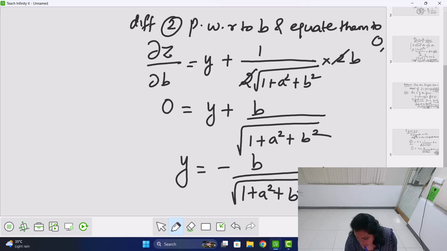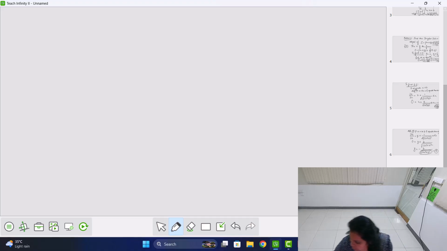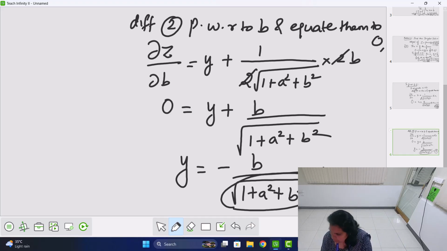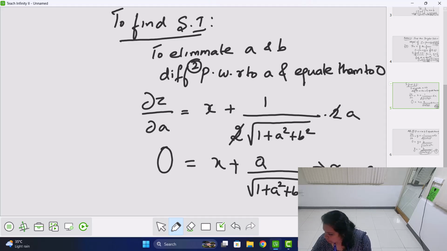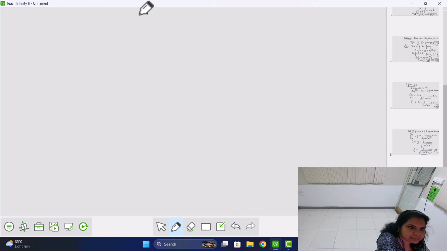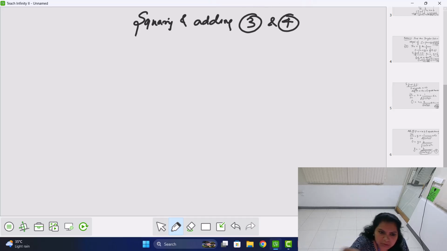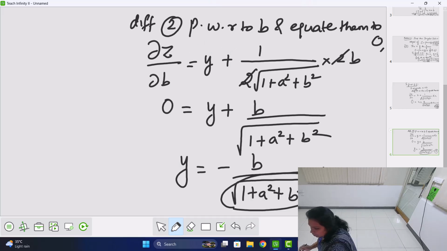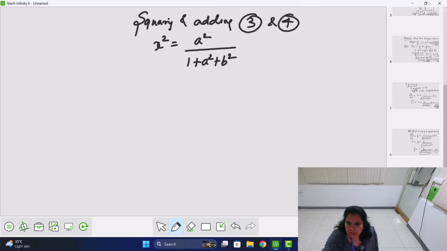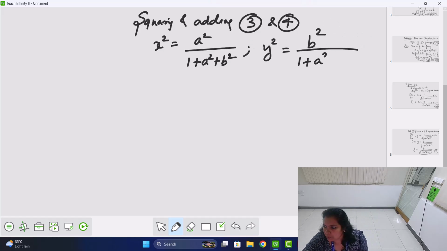Our motivation is we have to eliminate, once again we are getting a squaring value. So we have to eliminate this. Look at equations 3 and 4. We are getting two equations, so squaring and adding equations 3 and 4. What do you get? x square is equal to a square by 1 plus a square plus b square. Similarly, if you square this term, y square is equal to b square by 1 plus a square plus b square.